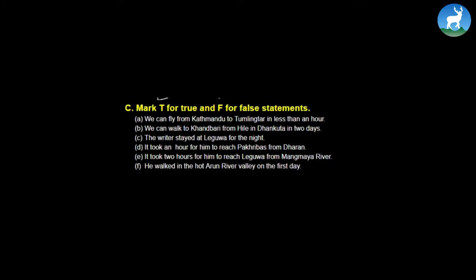Now, number A. We can fly from Kathmandu to Tumlingtar in less than an hour. Is that true? Yes, in fact, 45 minutes to be precise. So you can just write T for true. We can walk to Khandbari from Hile in Dhankuta in 2 days. Is it true? Yes, it's true. Again, if you're confused, you will have to turn back, read the passage again, and then write true or false.